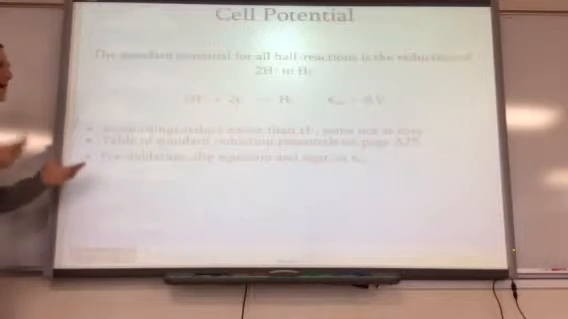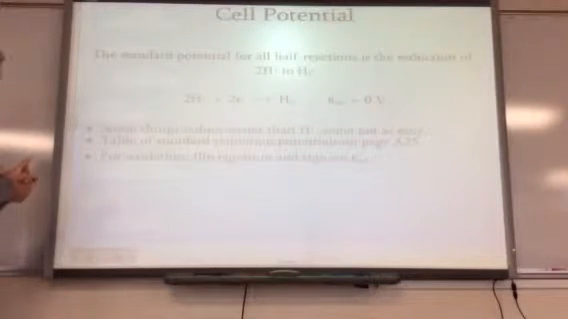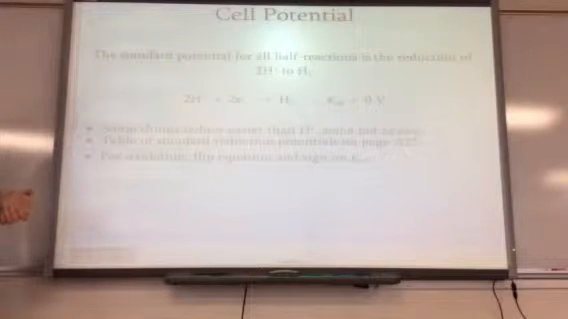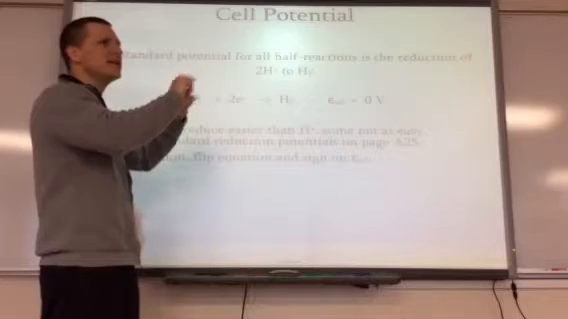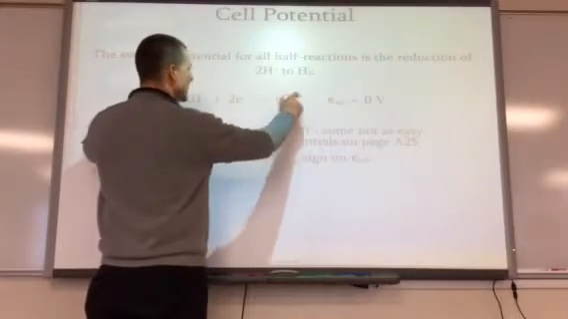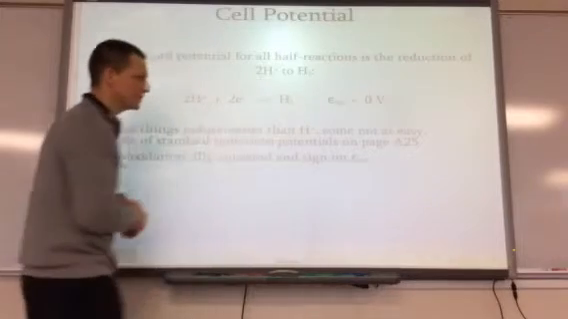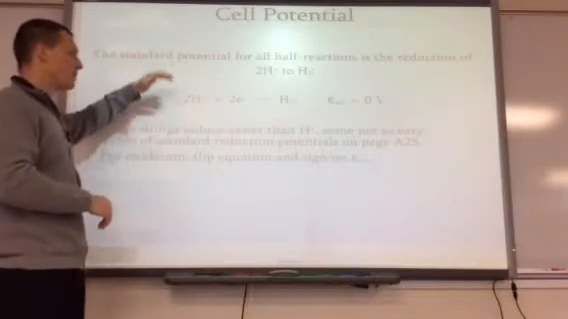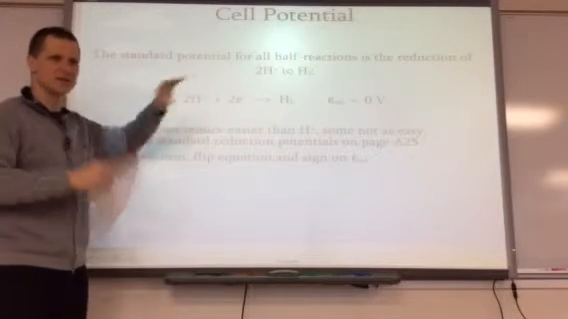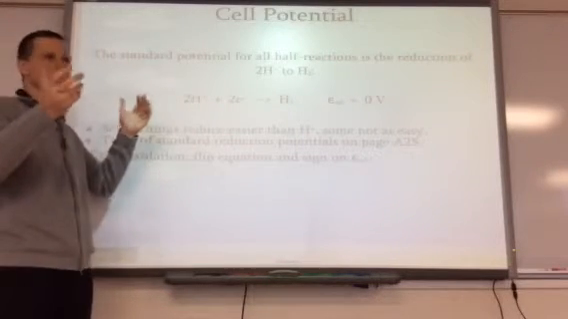All right, and then the last slide is this. We can look up what the reduction and oxidation potentials are. There's a table in the book. The baseline reduction would be the reduction of hydrogen ions to hydrogen gas. That has a reduction potential of 0. Some things are better at reducing than hydrogen. Some things are worse at reducing than hydrogen. Hydrogen is just the baseline, the thing that everything else gets compared to.